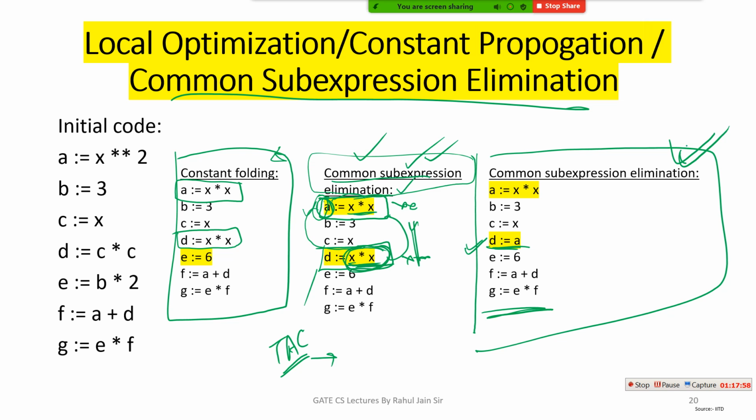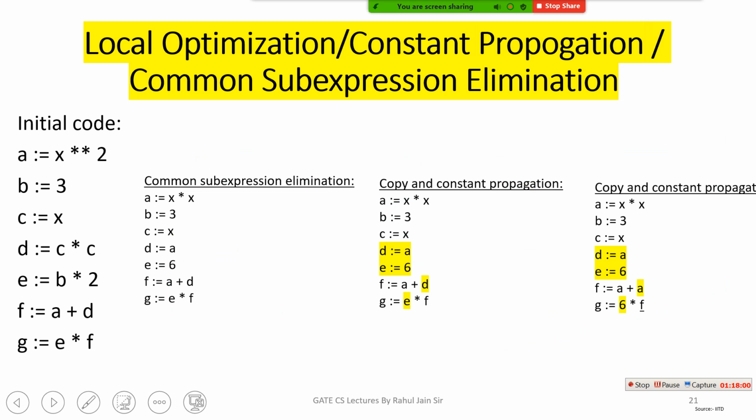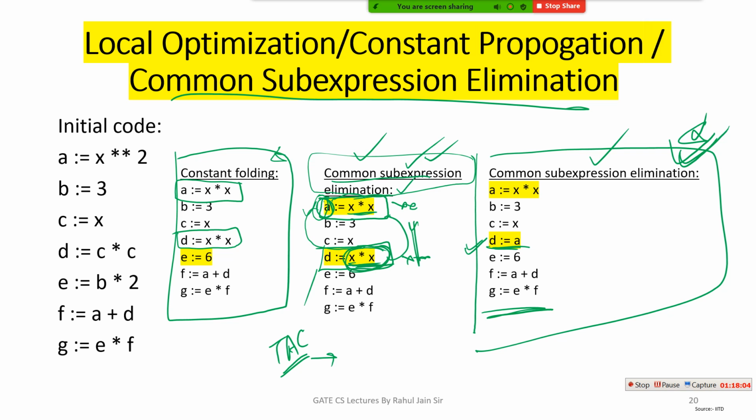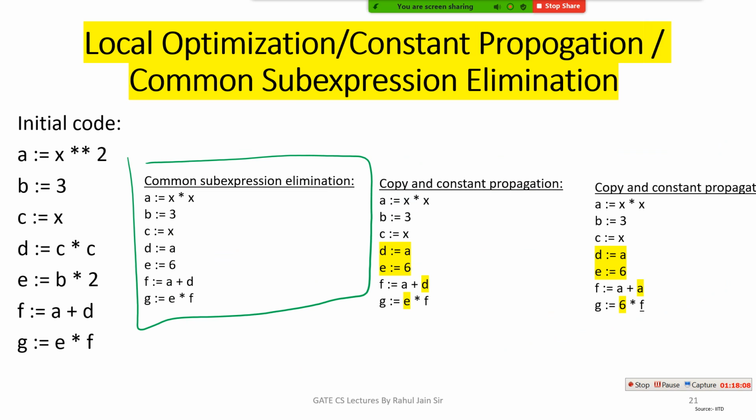So I am copying this code here. This is the exact code after elimination of the common sub expression. After elimination of the common sub expression, my block is like this. Now if you again observe here, the next step is copy and constant propagation, because again I have d equals to a here, and again I have e equals to 6 here.